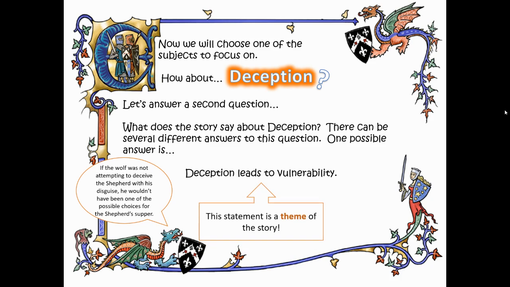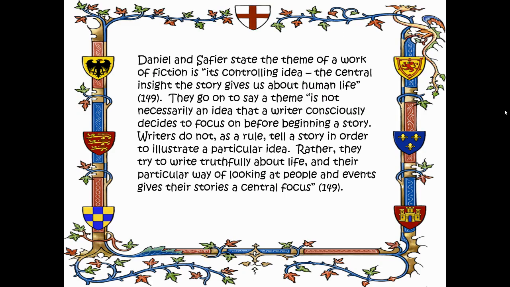And stories can have many, many themes related to many, many subjects. But when you're trying to think about the theme of a story, what I want you to do is go through this process. First, list several different subjects of the story, and then pick a subject or pick a few subjects and think about what the story says about that subject. And then you will arrive at a theme.